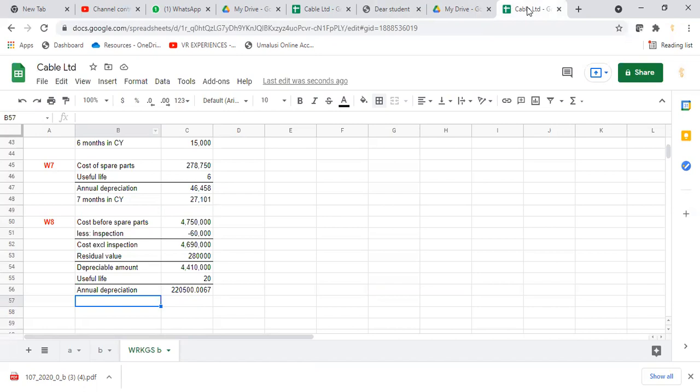When an asset is ready for use, that is the date you start depreciating. Because it was ready for use on 31 August, 1 September, the same thing. So it's September, October, November, December, January, February. That is 6 months. So depreciation for 6 months would be that times 6 divided by 12.